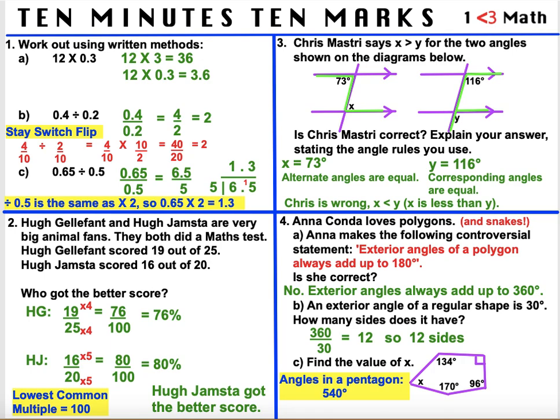So we'll add these angles that we have together. 134, add 170, add 96, add 90, that's 490 degrees. So therefore the other angle, well, we're going to do 540 take away 490, and that is 50 degrees. So x equals 50 degrees.